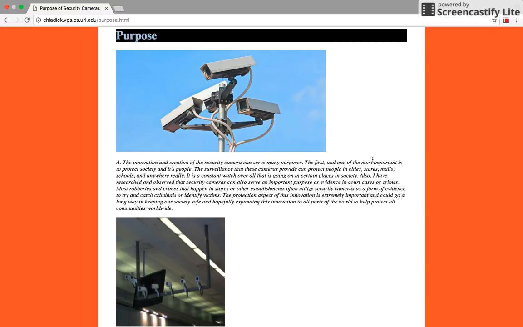Security cameras are used mainly to protect society and its people. To survey the area, they provide protection for people in different areas such as cities, stores, malls, schools, pretty much anywhere. It's a constant watch over all these places and can observe anything going on in terms of crimes, who is doing what, different angles, but the purpose is mainly to protect society.